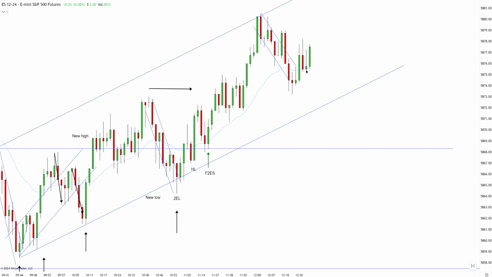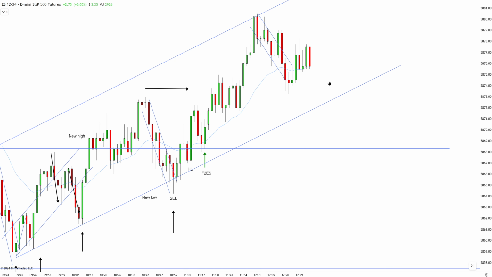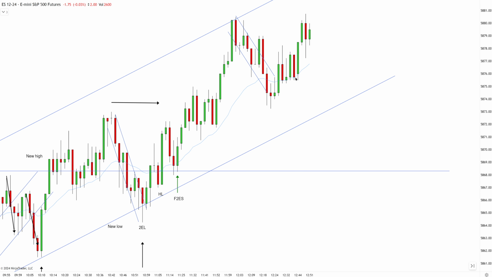I cannot go long, however. No setup. We're below EMA. Even though we're above EMA, I would need to see high low, something like this. Is there high low? There is not. As you can see, there is no break below either one of these bars' lows. New low, lowest low of this pullback.